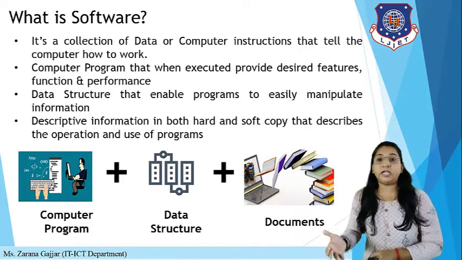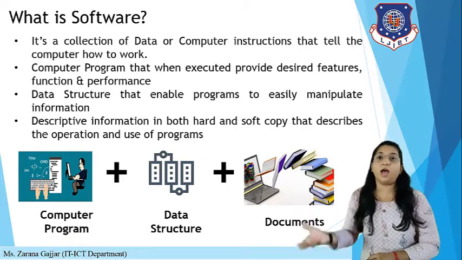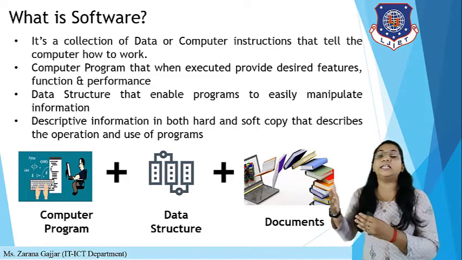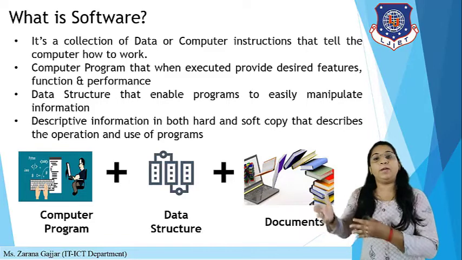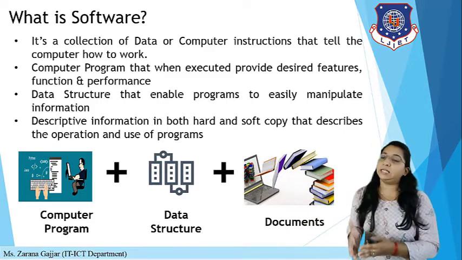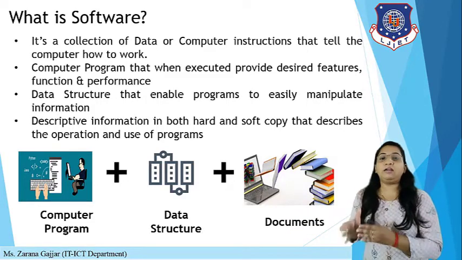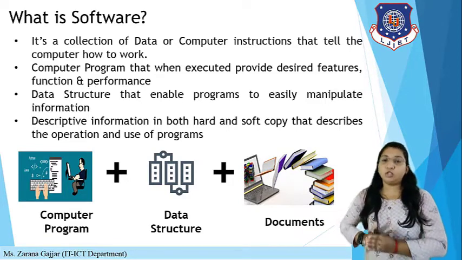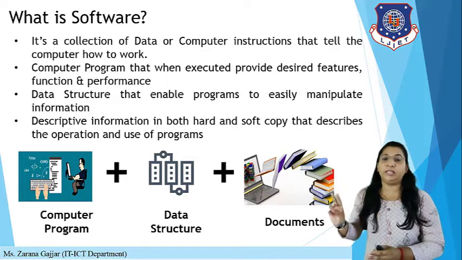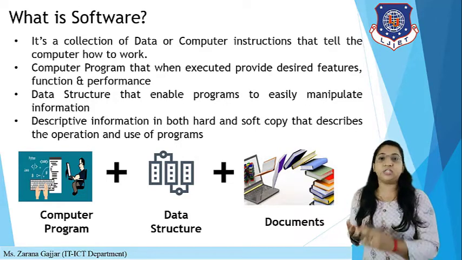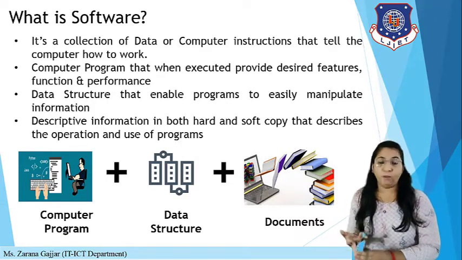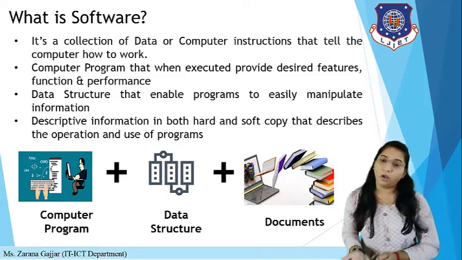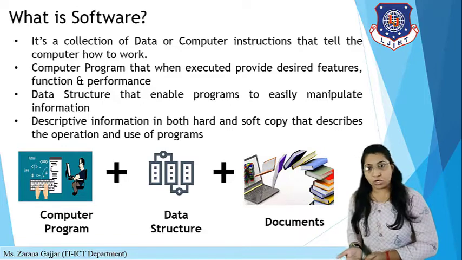And the data structure enables the program to easily manipulate information, and there is also descriptive information, in both hard copy as well as soft copy, that describes the operation and use of the program. So basically software is a combination of 3 things: computer program, data structure and document. So this is about what software is: a collection of data or computer instructions.